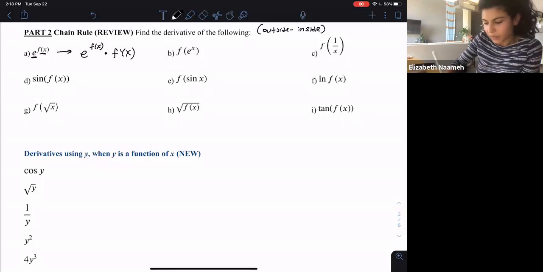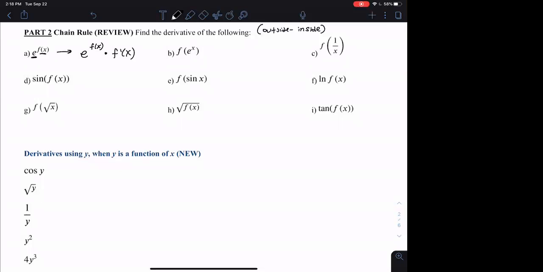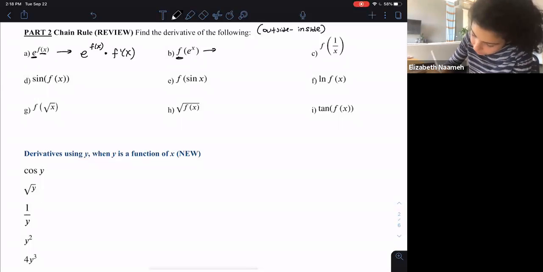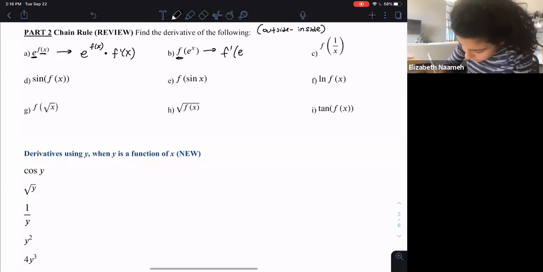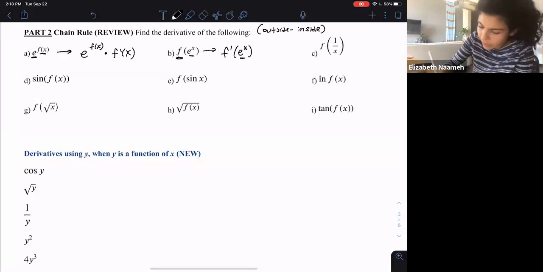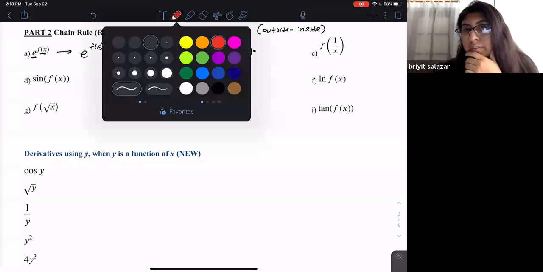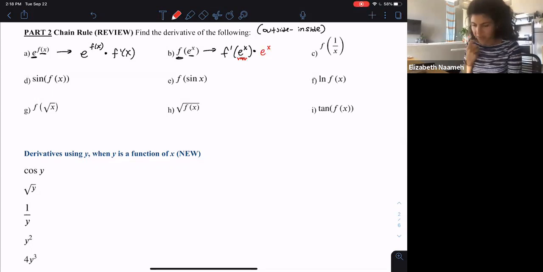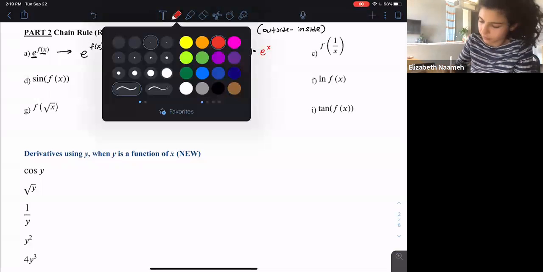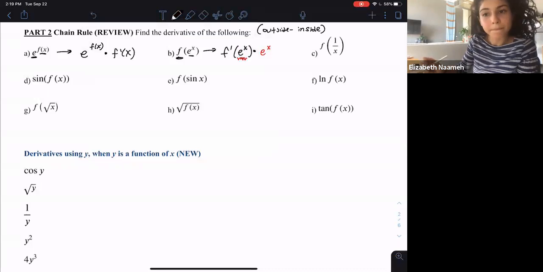Let's do B. This time, what's my outside function that I'll take the derivative of first? F is the outside function. It's f of something. So f of monkey, what's the derivative? F prime of monkey. Careful, I want to take the derivative of the outside, and the inside stays fixed. Last step, multiply by the derivative of e to the x, which is just e to the x.